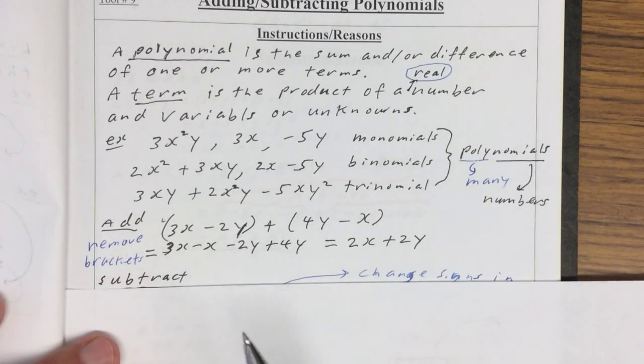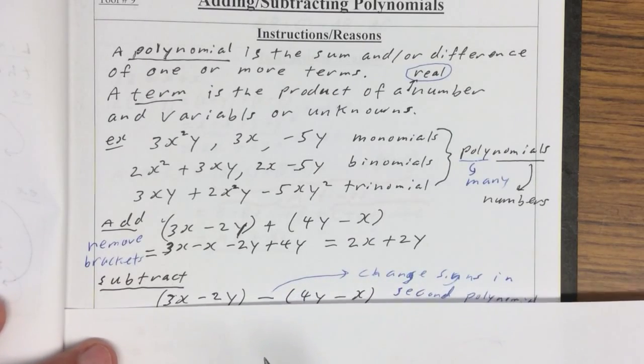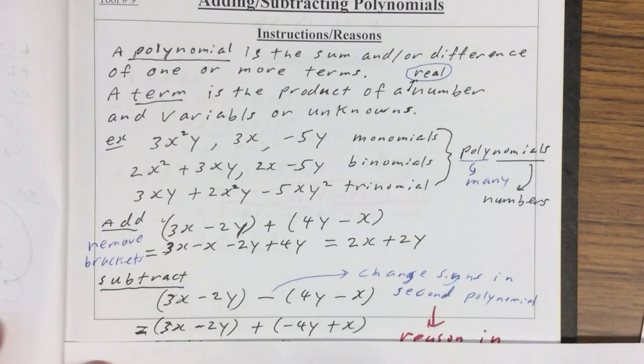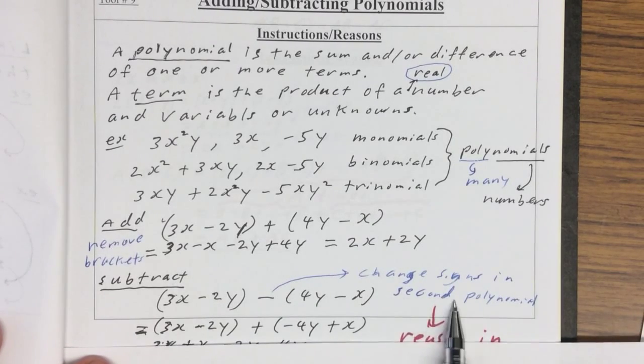To subtract, what you do for that one is you change the sign of the second one. So if you're subtracting 4y minus x, you're subtracting 4y and subtracting negative x. If you're subtracting negative, that means to add. So you change the signs of the second polynomial and add them.